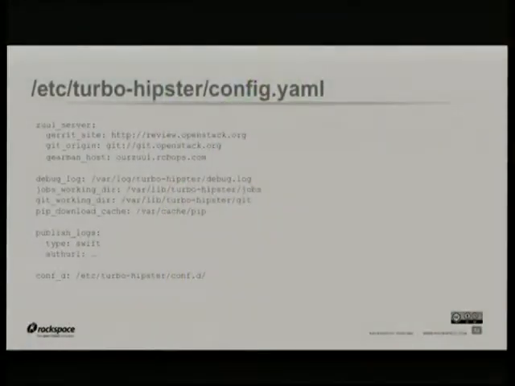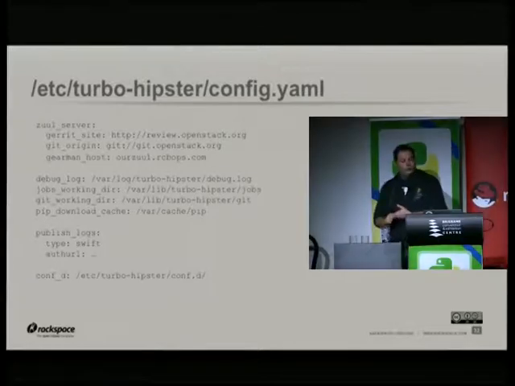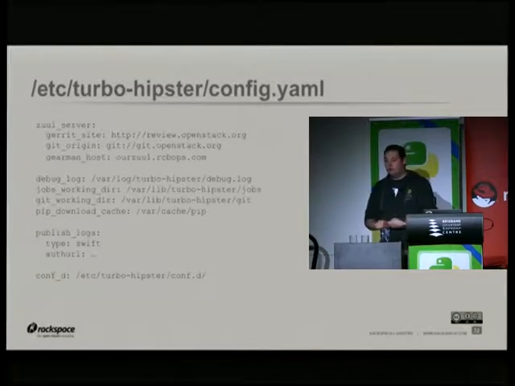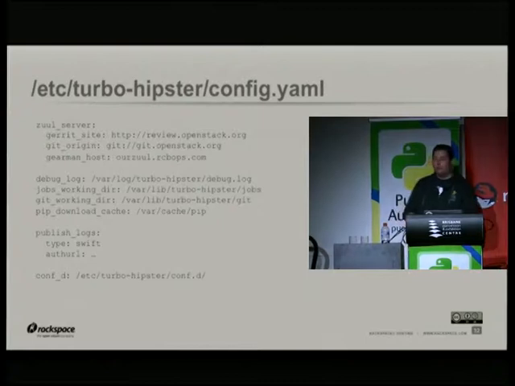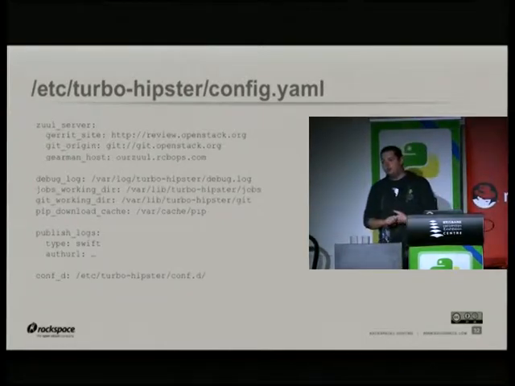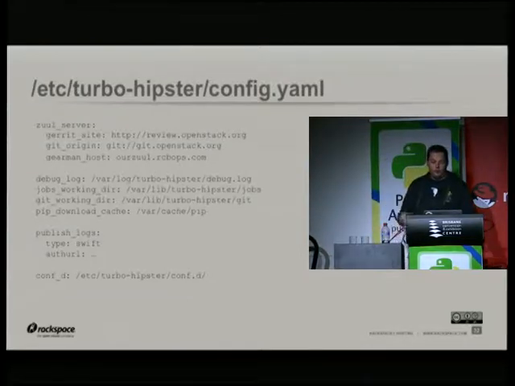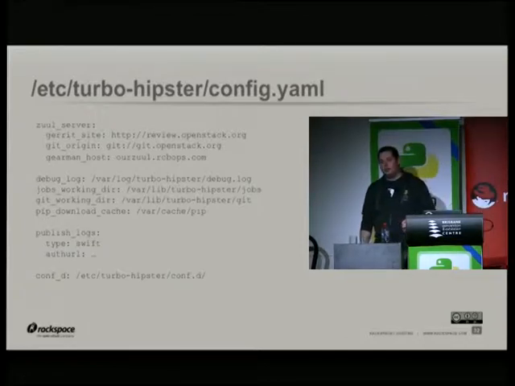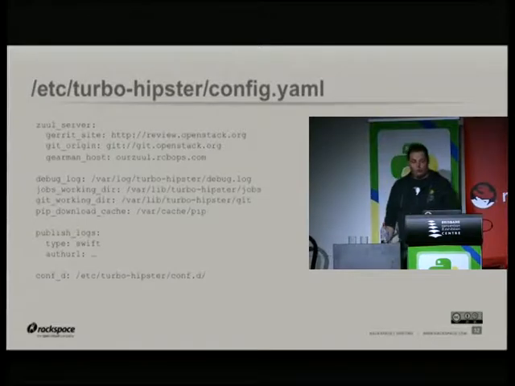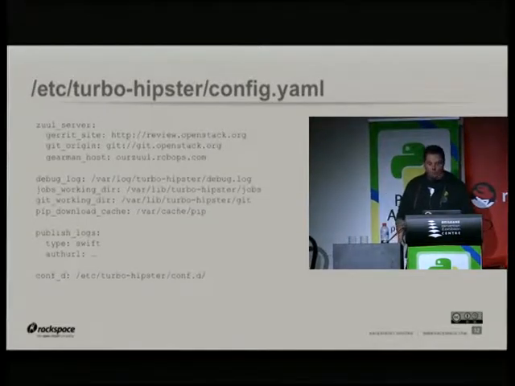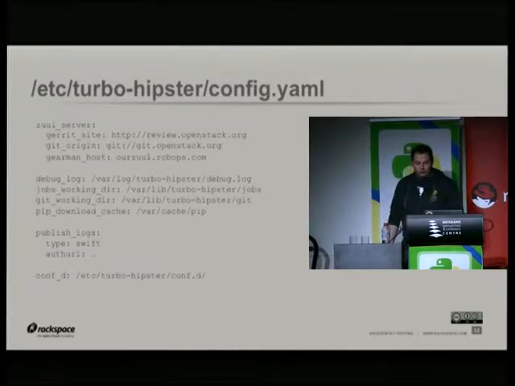So how do you configure Turbo Hipster? It looks a little bit like this. It wants to know where Gerrit is and where to get the patches from. It wants to know where the Git origin is so that it can get stable and master branches and so on. And it wants to know the Gearman host, which is simply the protocol that is used to talk between Zuul and the workers. It wants to know where to put some logs and some working directories and things. It wants to know how to publish the logs, which we use Swift for, which is an object storage. And it also allows you to extend the configuration in a conf.d directory.